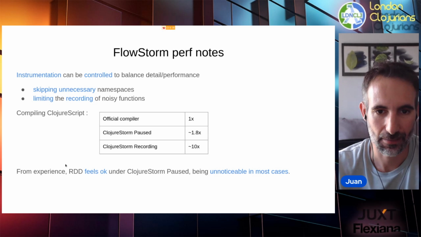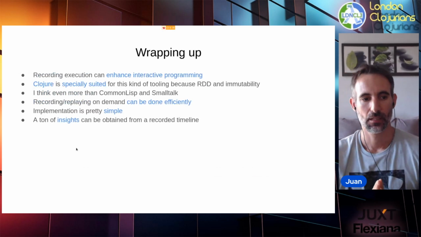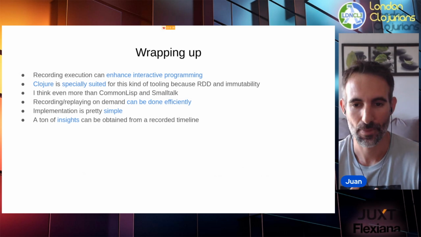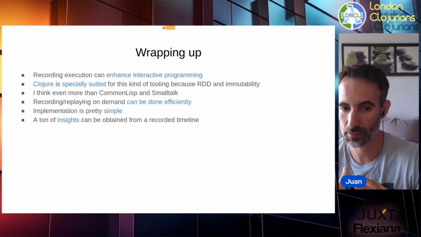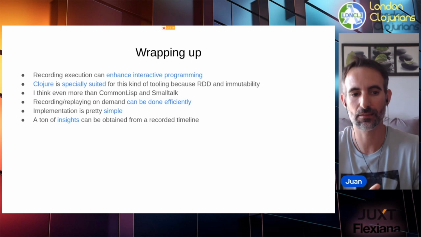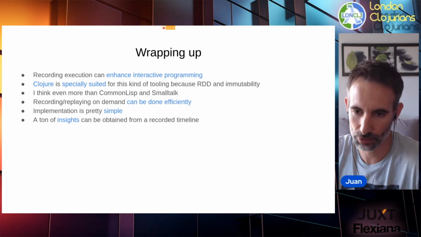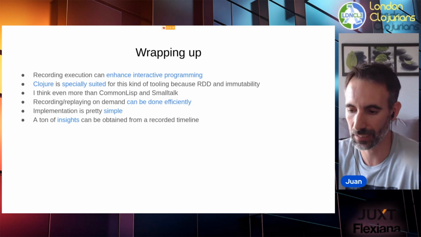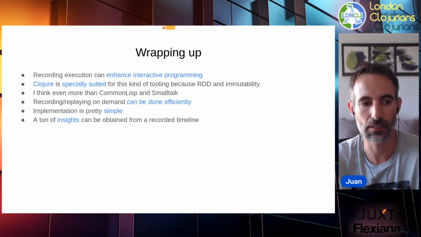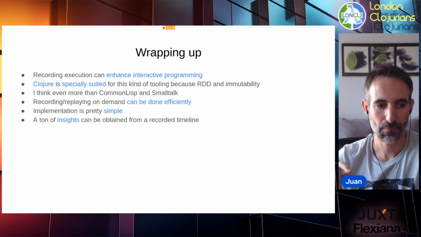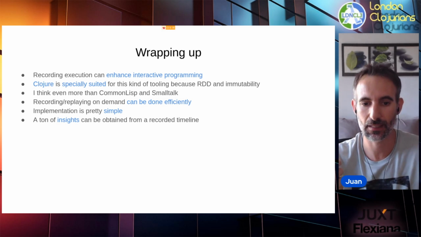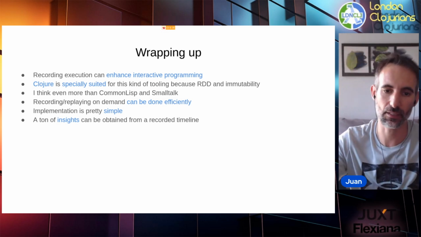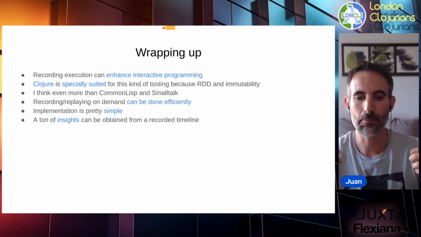So yeah, wrapping up, I think recording execution can enhance interactive programming a lot. And Clojure is especially suited for this kind of tooling because of immutability plus REPL-driven development. I think because of immutability, what we can do in Clojure is even more than what Common Lisp or Smalltalk can do on this side. And recording and replaying on demand can be done efficiently, again because of immutability: we can just leak pointers and everything executes fast. And the implementation is pretty simple.